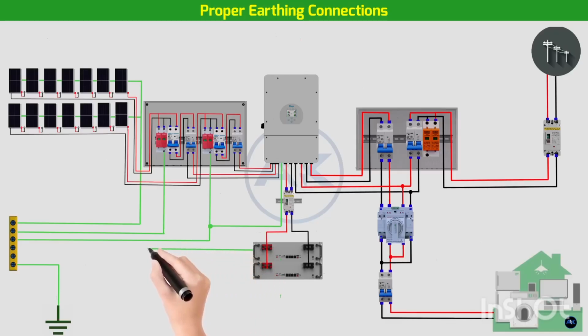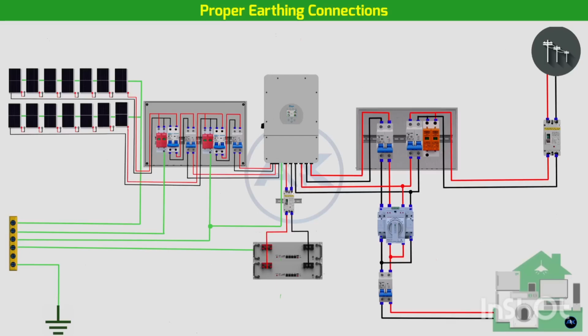3. The battery bank. For your battery bank, if it's in a metal rack or enclosure, that metal needs to be grounded. This provides an additional layer of protection against any potential faults. Connect the metal rack to the main grounding wire. Some advanced battery systems may also have a specific grounding terminal, so always check the manufacturer's manual.